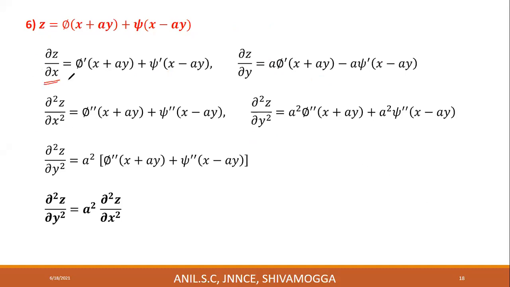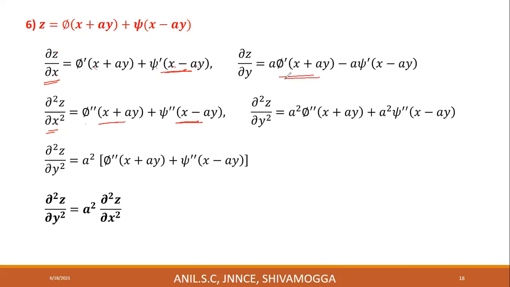Differentiate this equation partially with respect to x. Derivative of del z by del x is denoted by del square z by del x square. Derivative of phi dash x plus ay is phi double dash x plus ay, and derivative of x plus ay with respect to x is 1. Derivative of psi dash x minus ay is psi double dash x minus ay, and derivative of x minus ay is 1.